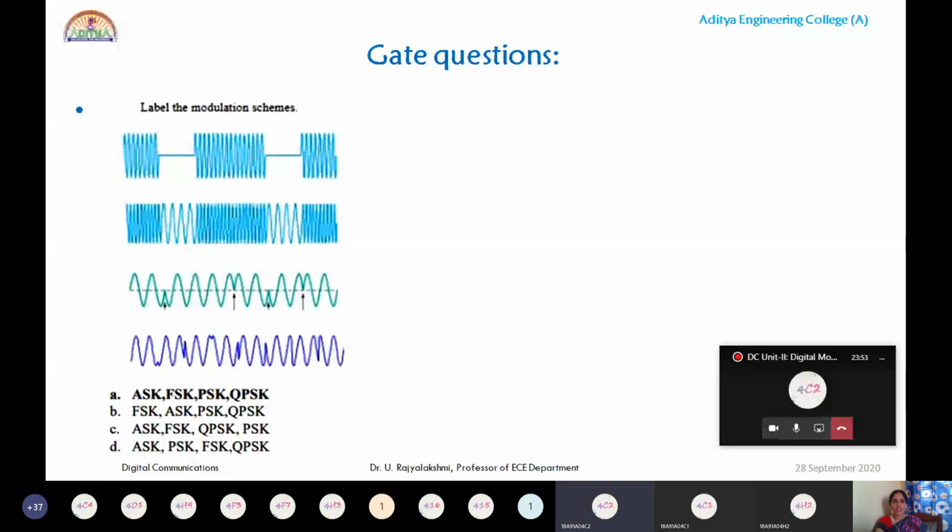QPSK, ma'am. Third one. BPSK, ma'am. BPSK or QPSK? When can you say it is BPSK and when can you say it is QPSK? More number of phase changes means QPSK. More number of phase changes, very good. How many should there be? 4. 4 phase changes for the corresponding.